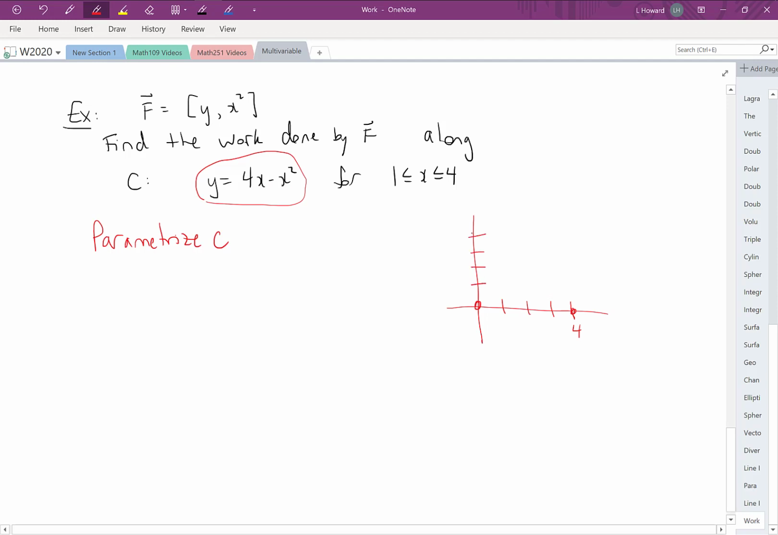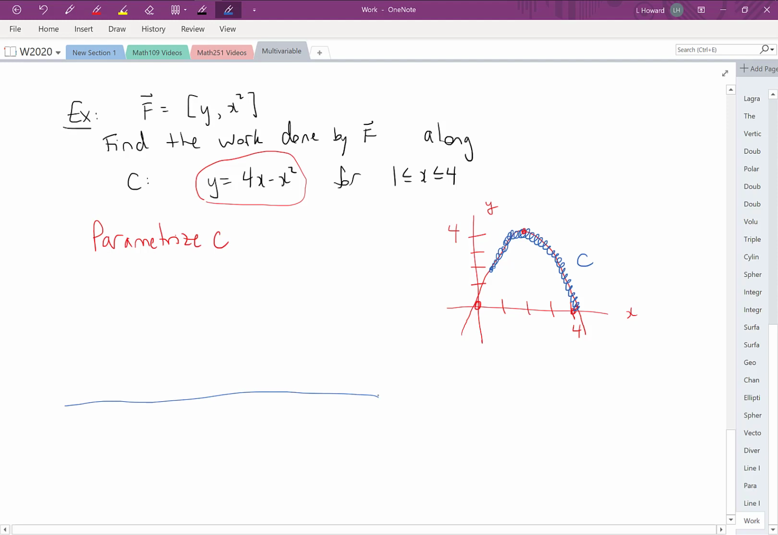So when x is equal to 2, y would be 4. Okay, so then by symmetry we can say, well, that's going to be the vertex there then. So there's our parabola, very fast sketch. And we're not looking at the whole parabola, we're just looking at this section from x equal 1 to x equal 4. Okay, so that's what we're going to call C, just in case you want a visual.